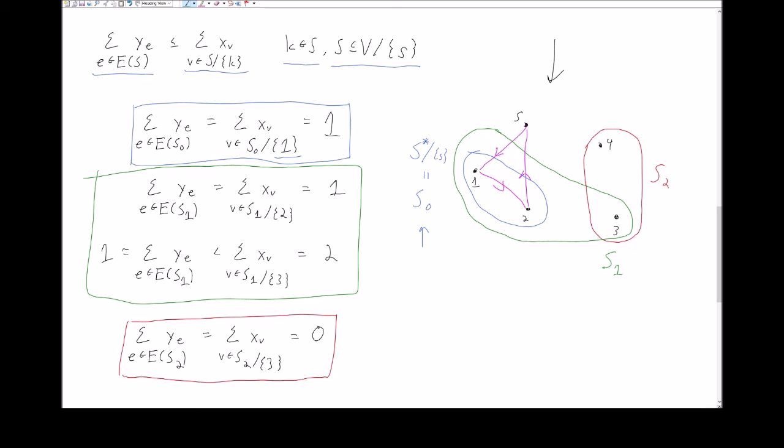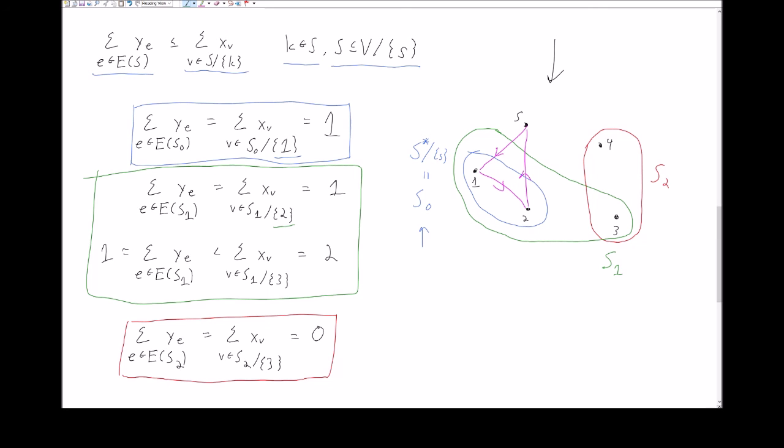If we look at S1 and we remove node 2, then the sum of the xv's is equal to 1. If we look at the set of edges that's completely contained inside of this set S1, then we note that it's also equal to 1, and so this constraint is satisfied. In this case, it's met with equality. This is a general trend. We removed a node that's part of our optimal solution, and by doing so, we only need the number of nodes minus 1 edges to visit all these nodes.